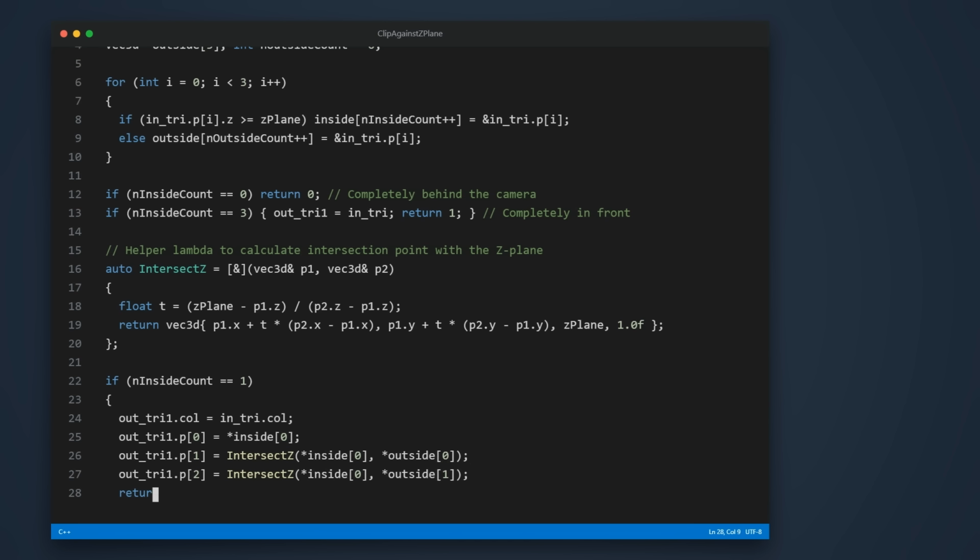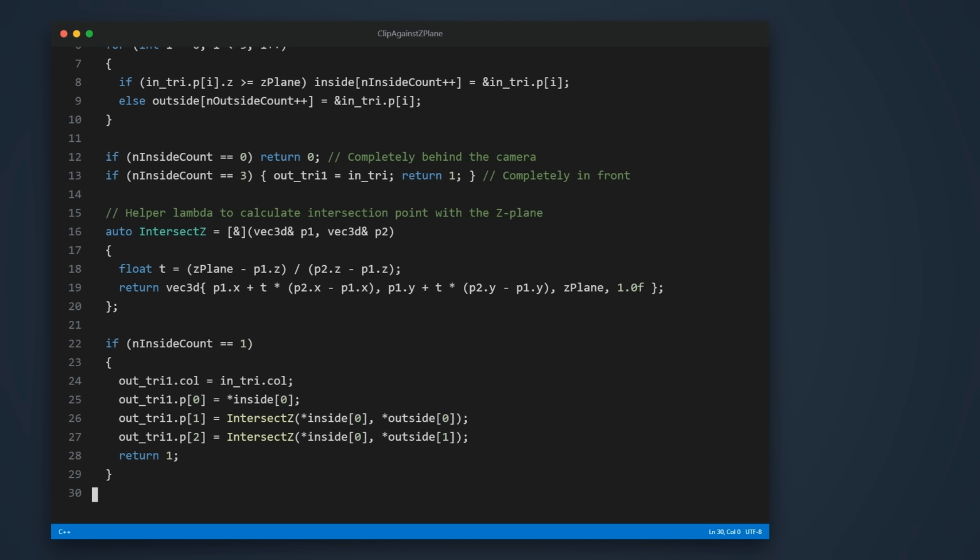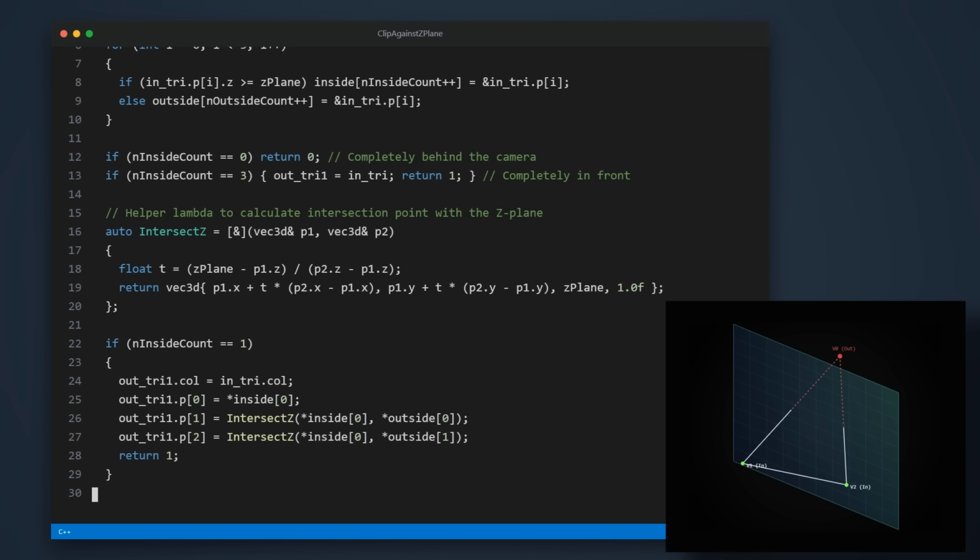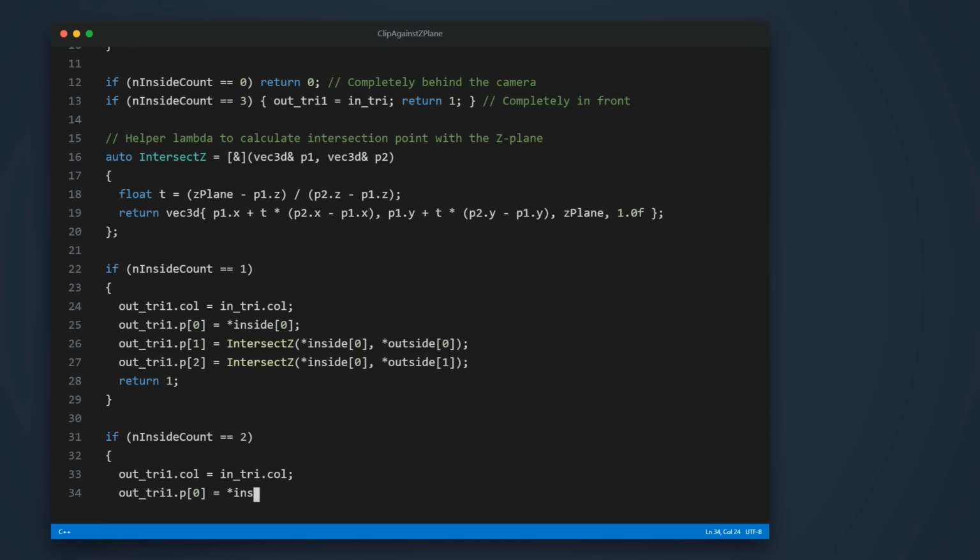Scenario 1. One point crosses behind the glass, but the other 2 are safe. We chop off the point that's behind the camera. But wait, a triangle minus a tip is a trapezoid. Our graphics engine only knows how to draw triangles. So we use our intersectZ lambda to find where the 2 lines hit the glass, and we construct 2 brand new smaller triangles to fill that trapezoid shape.